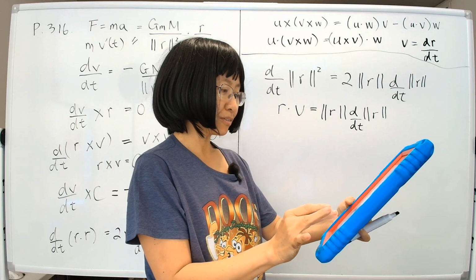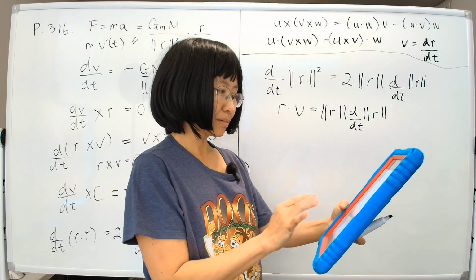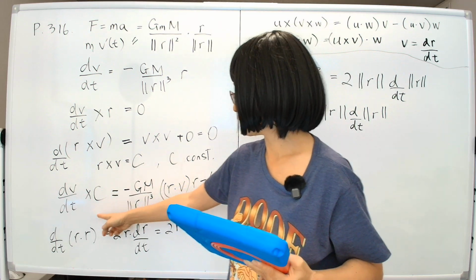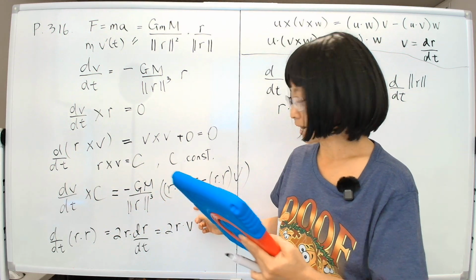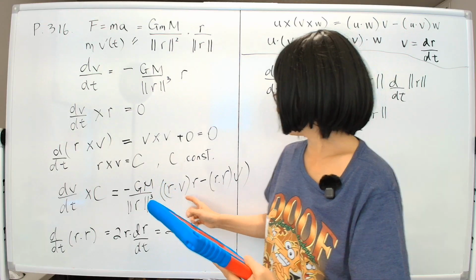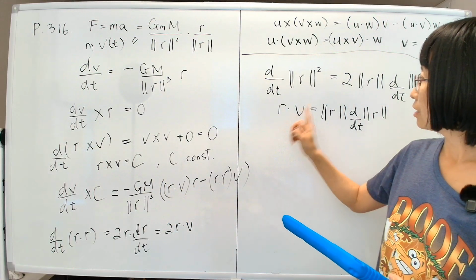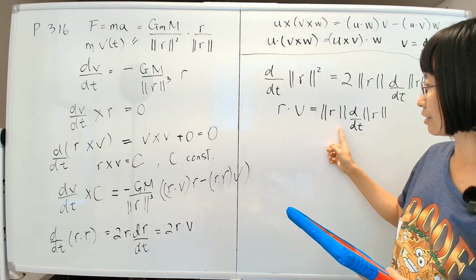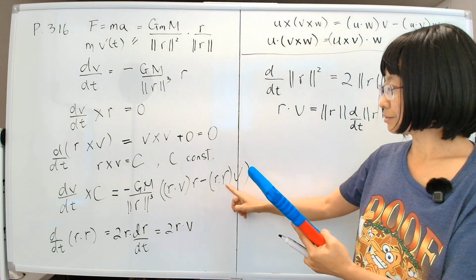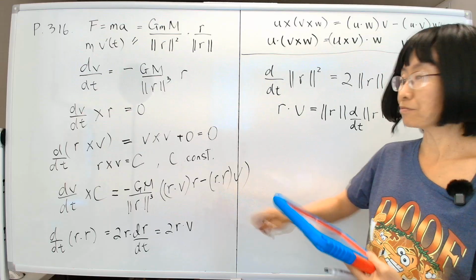Okay, now we're going to do some substituting. What are we substituting? Substituting dV by this thing right here. We have this thing, and then we need to substitute R dot V, which is right here, and R dot R, that's just the magnitude squared. So we'll write that down.